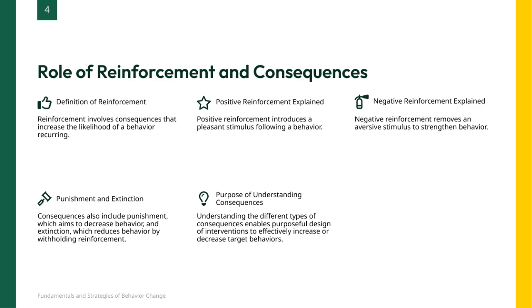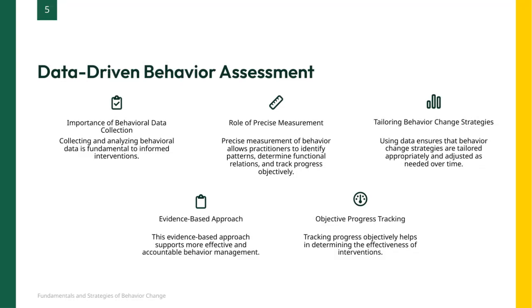It's important to also understand punishment and extinction. Punishment aims to reduce a behavior by applying an aversive consequence, while extinction decreases behavior by simply withholding reinforcement altogether. By understanding these different types of consequences, we can intentionally design interventions that effectively promote positive behaviors or decrease unwanted ones.